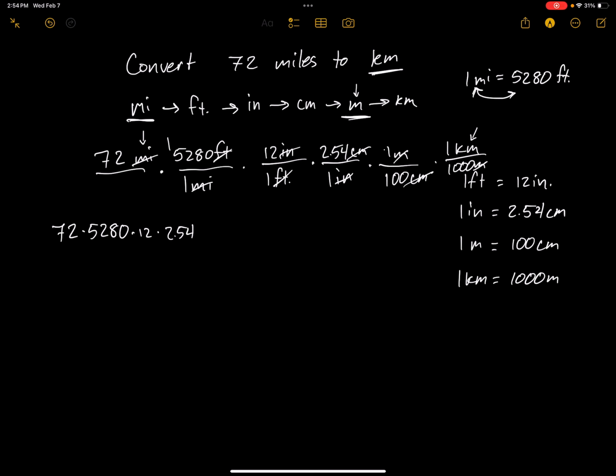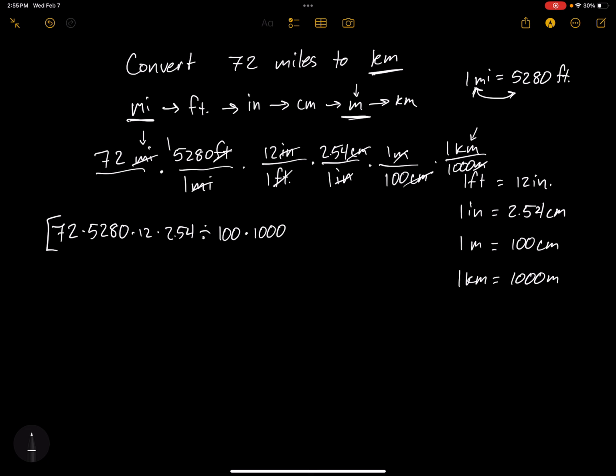And then because these are both 1, I don't actually have to multiply or divide by them, because multiplying by 1 doesn't change the value. Dividing by 1 doesn't change the value. However, when I put this in my calculator, if I were to just go divided by 100 times 1,000, my calculator would actually read it as all of this, 72 times 5,280 times 12 times 2.54 divided by 100. And then my calculator would take that quotient and multiply it by 1,000, which is not going to give me the correct answer.